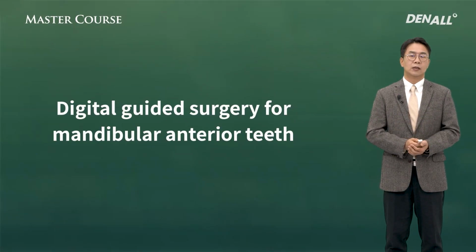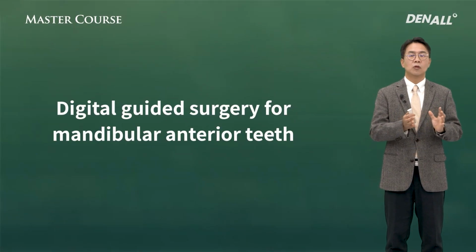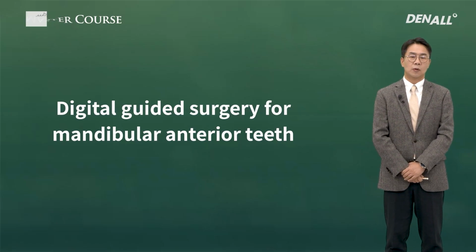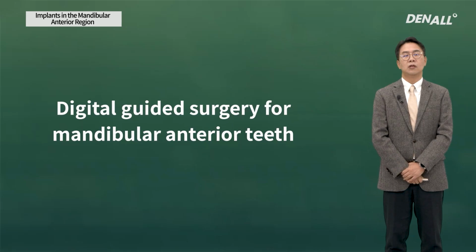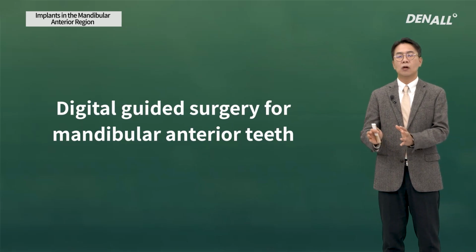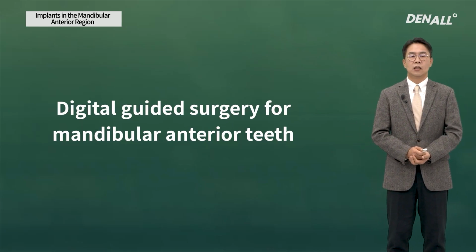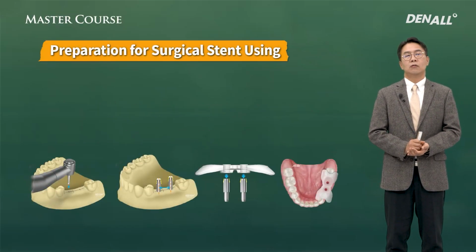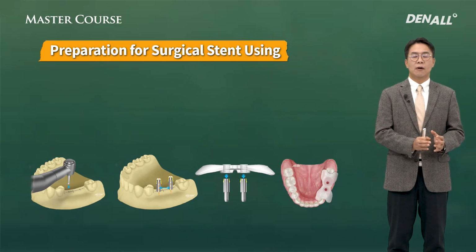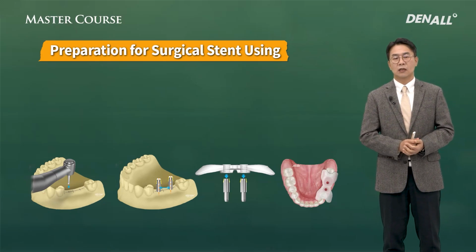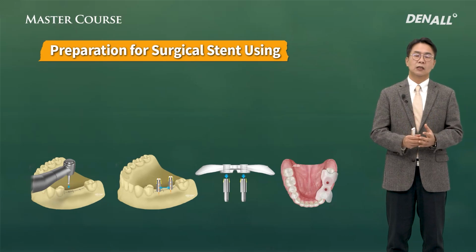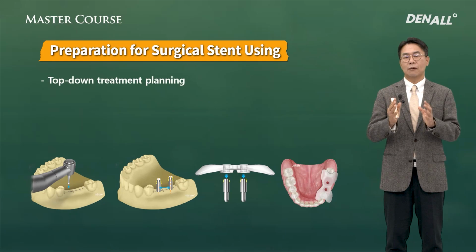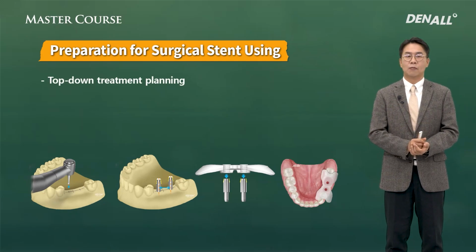So considering that, we need to think about how we can place the implants better. For that, for more accuracy, digital guided surgery can be used. In general, before the digital guided surgery, a surgical stent can be used. As I said before, the surgical stent is similar to the guided surgery. It is a way of top-down treatment planning.